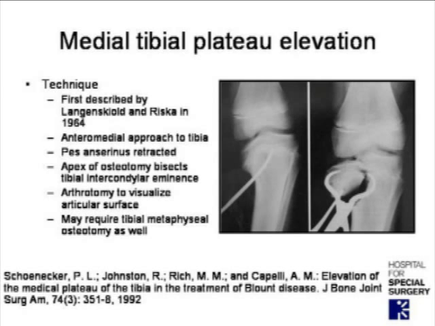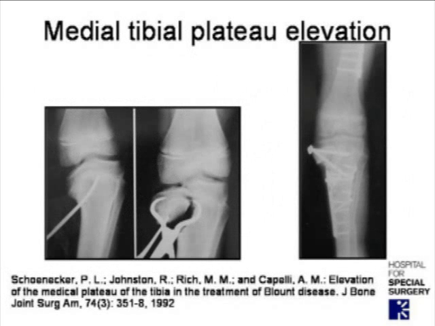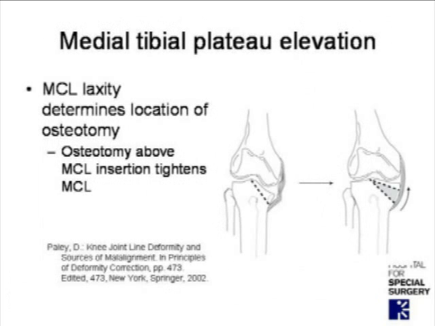You may also require metaphyseal osteotomy simultaneously in order to get appropriate mechanical axis alignment after the intra-articular osteotomy is completed. And these are Dr. Schenecker's photographs from his article demonstrating this technique. Dr. Paley's written about this as well in his textbook, and the location of the osteotomy is really determined by the laxity of the knee ligaments, whether it's proximal or distal to the medial collateral insertion.